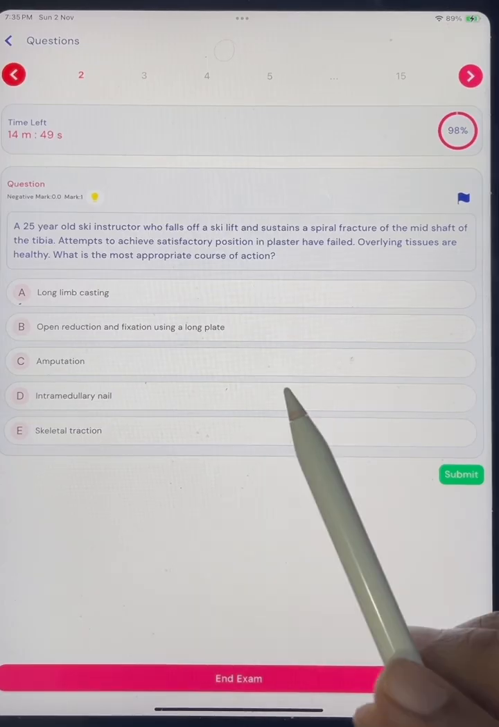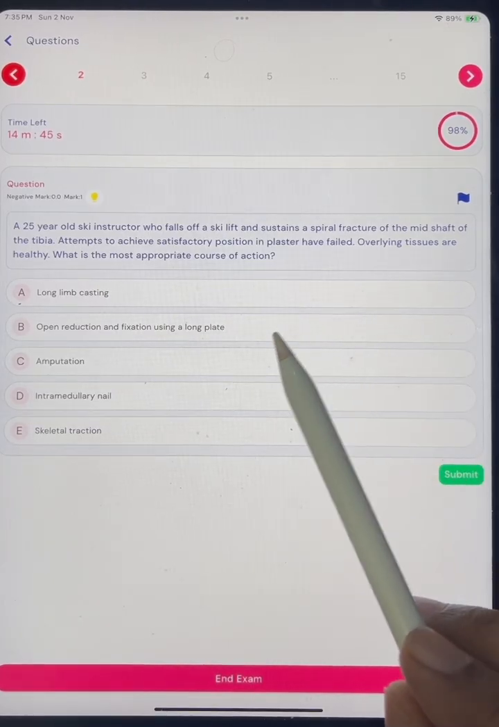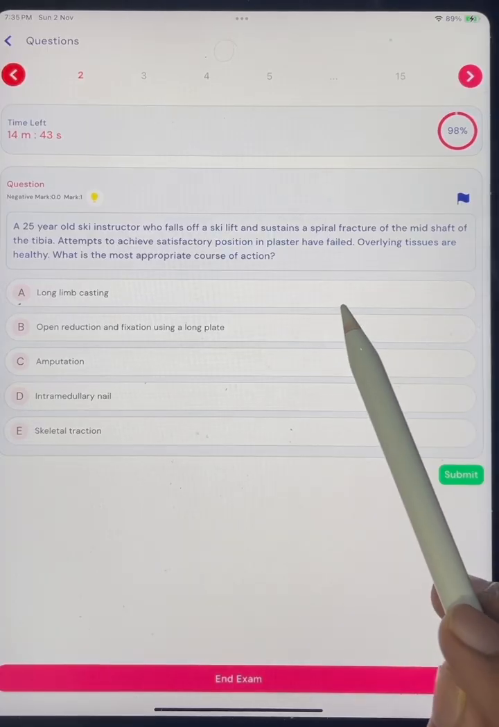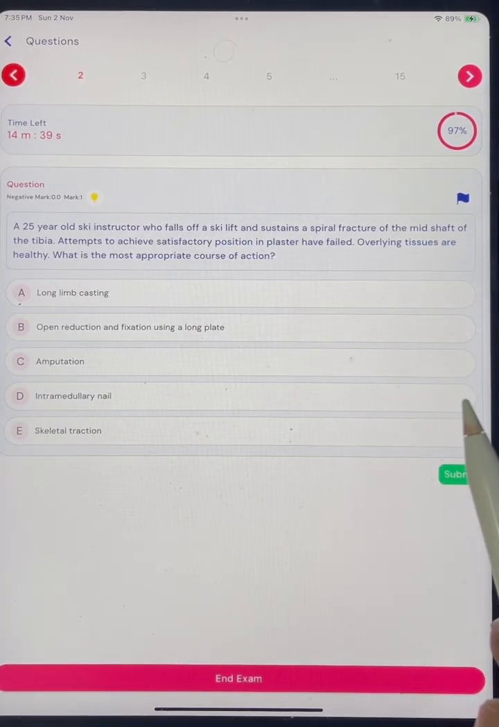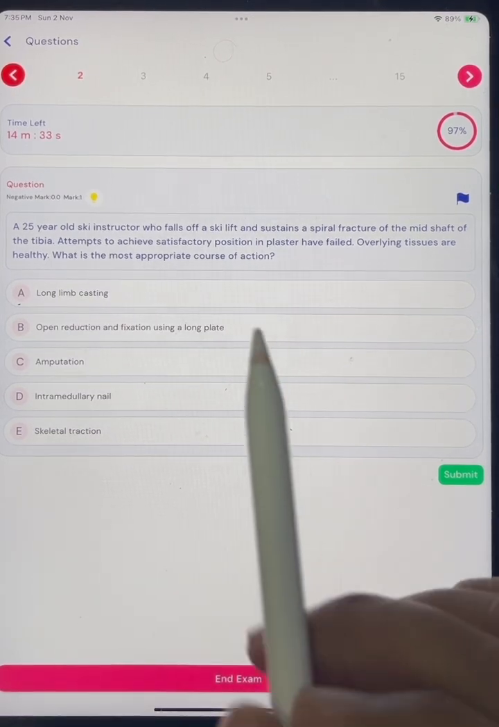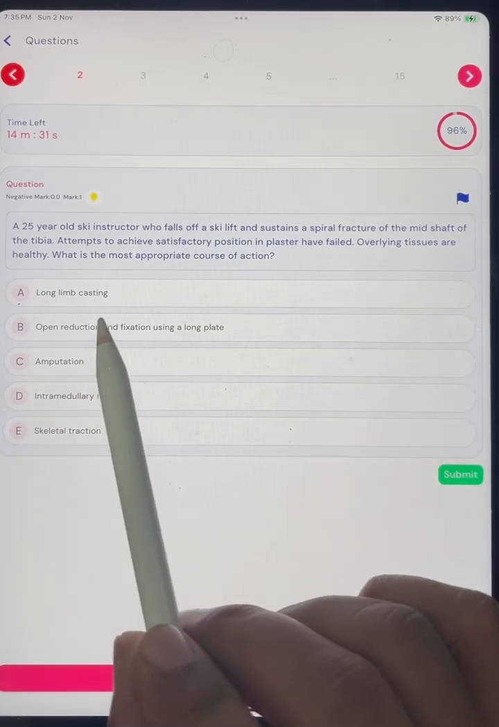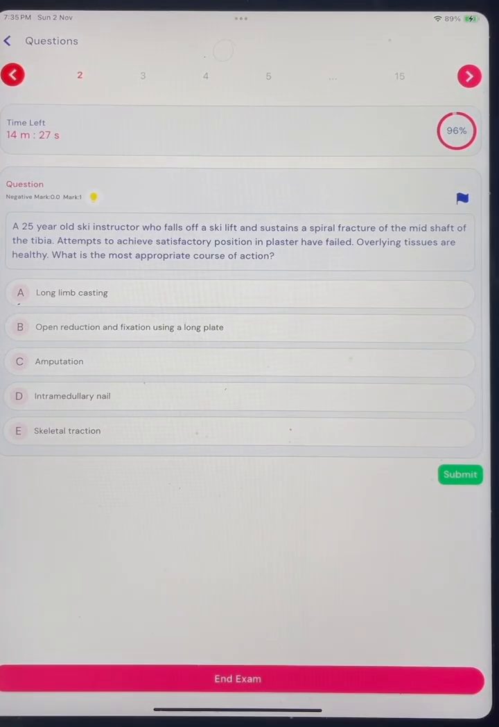25-year sky instructor who falls off the sky lift and sustains a spiral fracture of the midshaft of the tibia. Attempt to achieve satisfactory position in the plaster have failed. Overlying tissue are healthy. What is the appropriate course of action? Now, tibial fracture is there, open reduction, internal fixation. So, spiral fracture midshaft of the tibia. Attempt to achieve satisfactory position in plaster have failed. Now, this has failed.